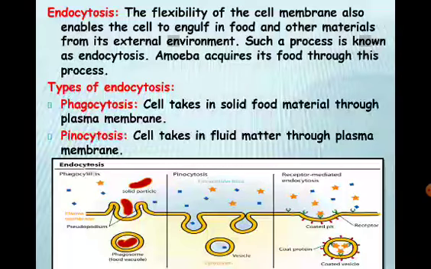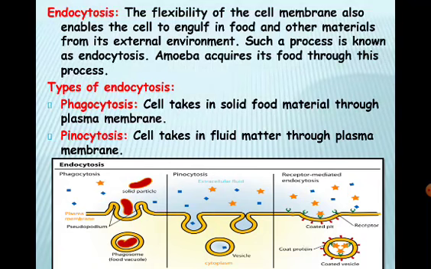Now what is endocytosis? It is also a function of the cell membrane. The flexibility of the cell membrane also enables the cell to engulf food and other material from its external environment. Such a process is known as endocytosis. So we have discussed the unicellular organism amoeba. So amoeba acquires food by means of endocytosis. Okay, there are two types of endocytosis.